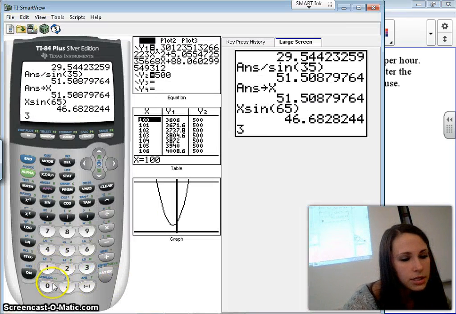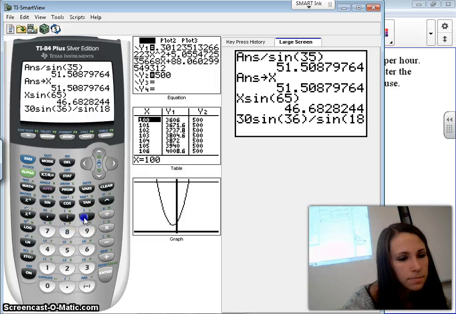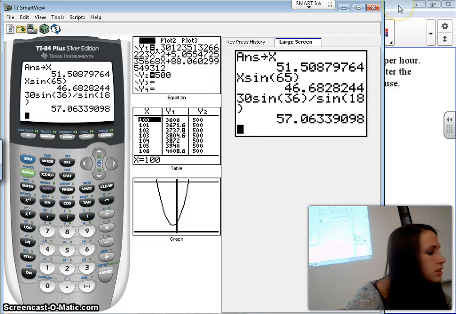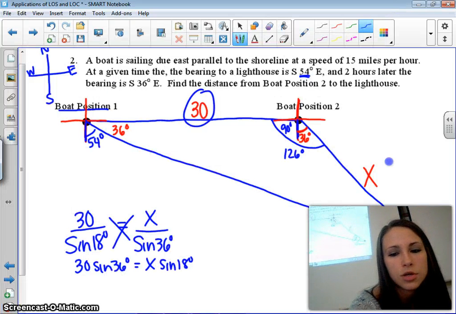And I'm just going to type that in and find that side. So 30 sine 36 divided by sine 18. And so that distance that it is from the lighthouse is what? 57.1 miles. So this is 57.1 miles.